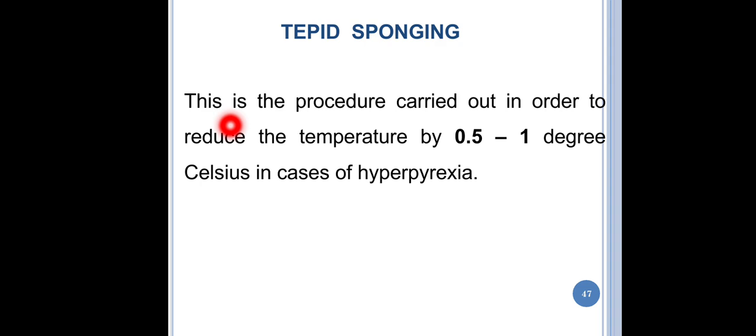What happens is that when the patient is having high temperature, let's say hyperpyrexia, you are going to get lukewarm water that should not be hot and it should not be cold, lukewarm. And you are going to use a cloth and then you sponge the patient. You don't use cold water to reduce the temperature of the patient, lukewarm water. So this is a procedure carried out in order to reduce the temperature by 0.5 to 1 degree Celsius in cases of hyperpyrexia.